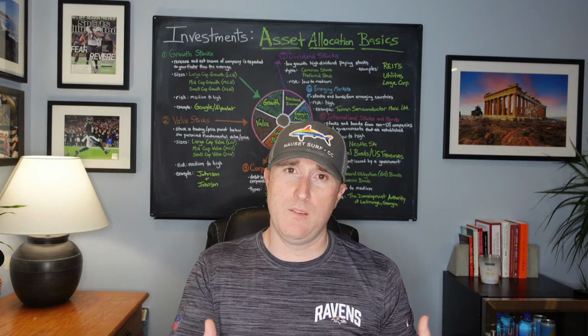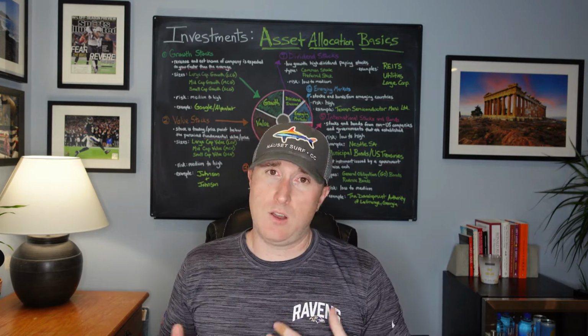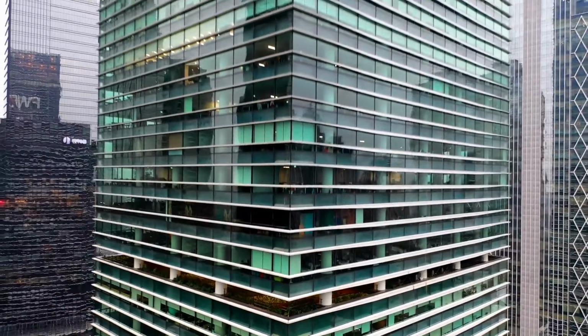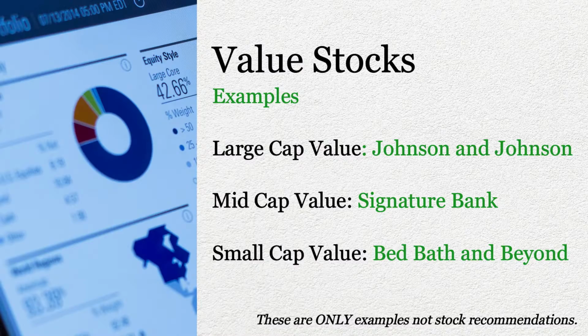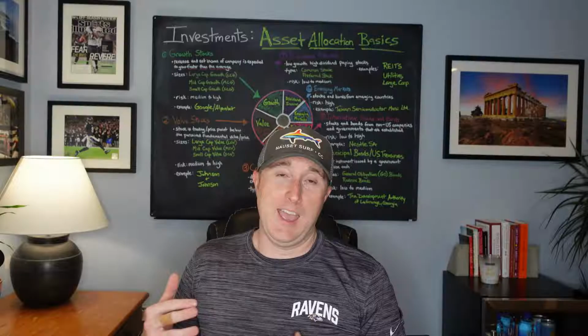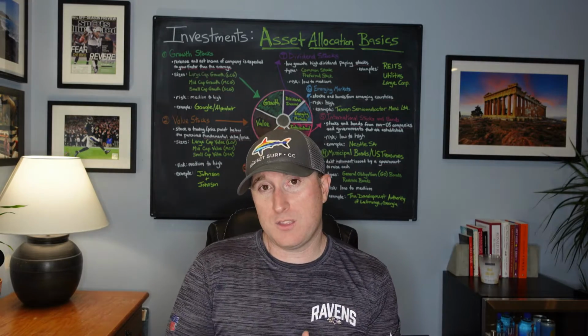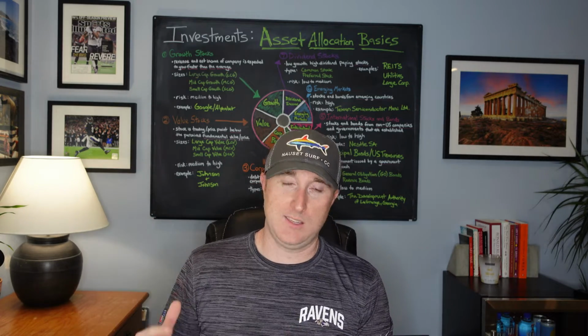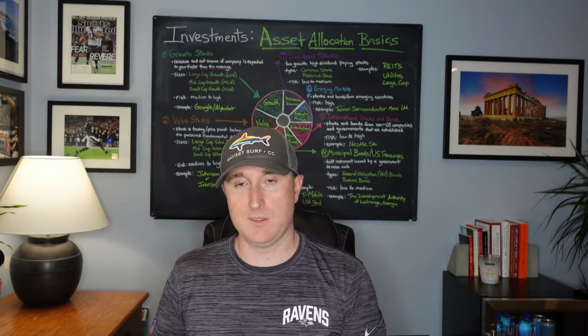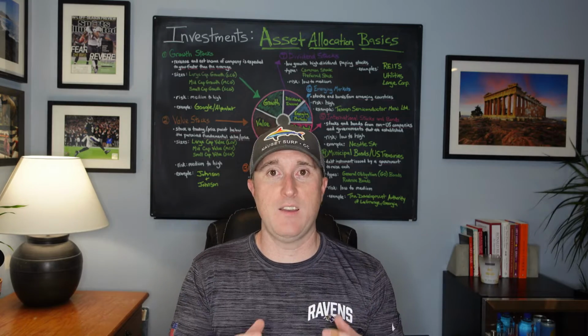What are some examples of stocks that fit in each bucket? So large cap value might be a Johnson & Johnson. Large company, fundamentals might be actually better than the price it's trading. Mid cap value will be like a Signature Bank where they have that 2 billion to 10 billion market cap. And then small cap value would be like a Bed Bath & Beyond below 2 billion in market cap. And again, with the value stocks, you're thinking there is some upside built into the stock because it's trading below its business fundamentals. That's the concept behind value stock.